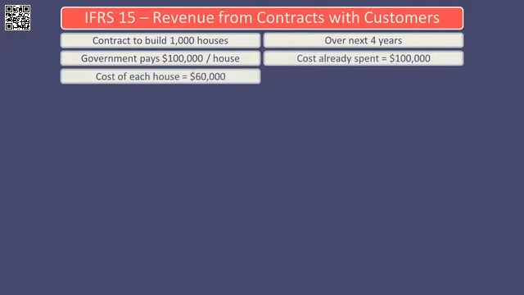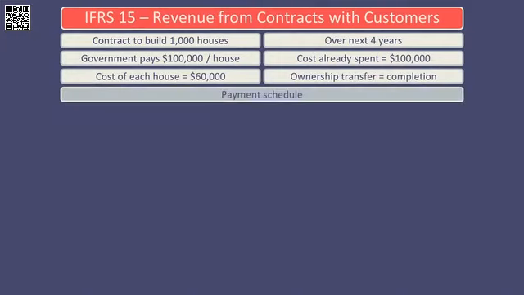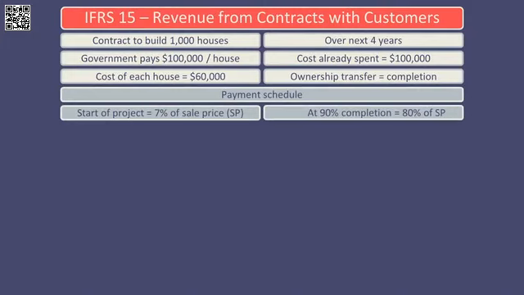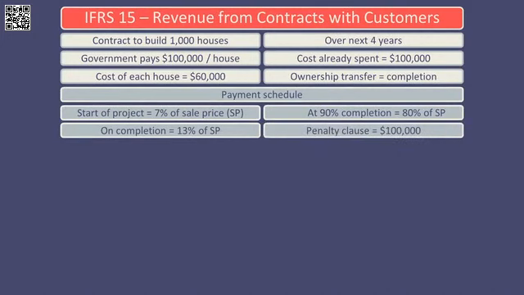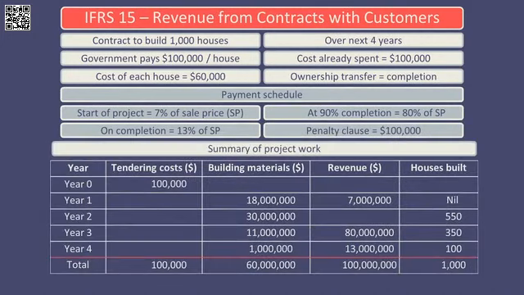Each house will cost $60,000 to build and ownership will transfer upon completion of each house. The payment schedule is 7% of the sales price when the project is started, 80% when the project is 90% complete, and the final 13% is payable upon completion of the entire project. If We Buildum Inc. fails to meet their contractual obligations, they will be obliged to pay the local government $100,000. Here's a summary of the project work undertaken from year 1 to 5, payment schedules and the expenses incurred.